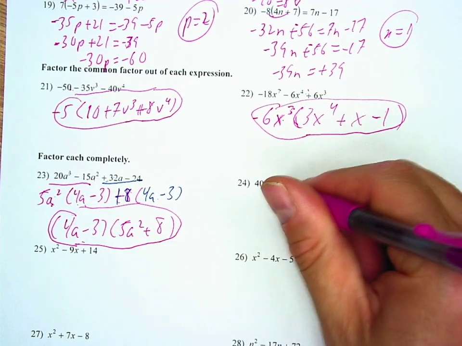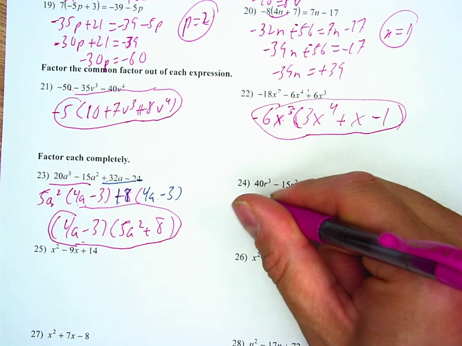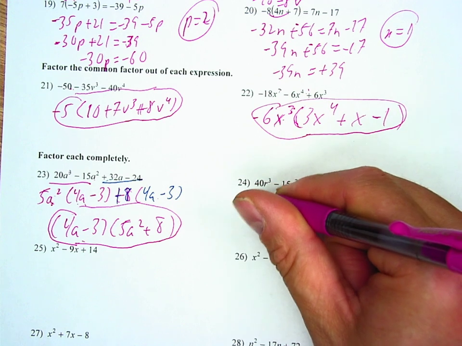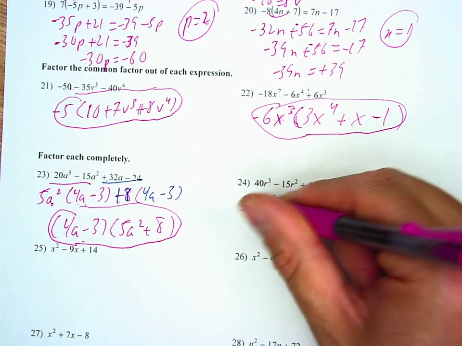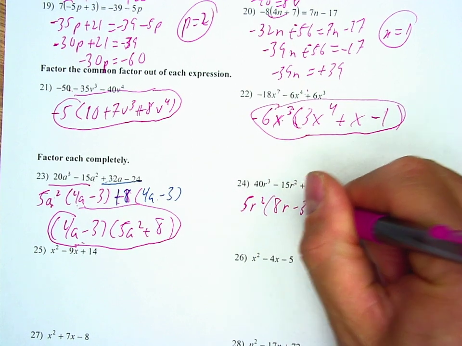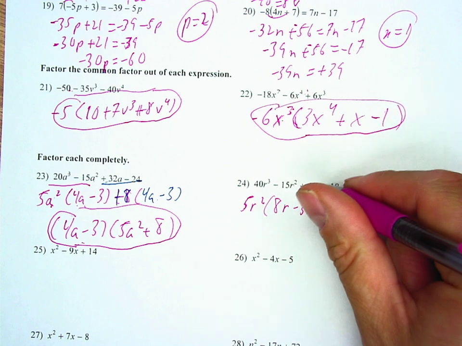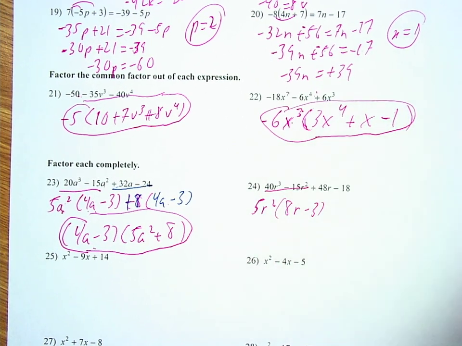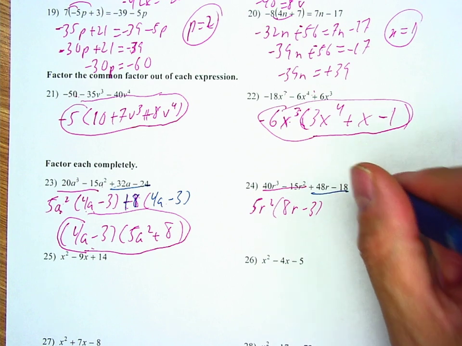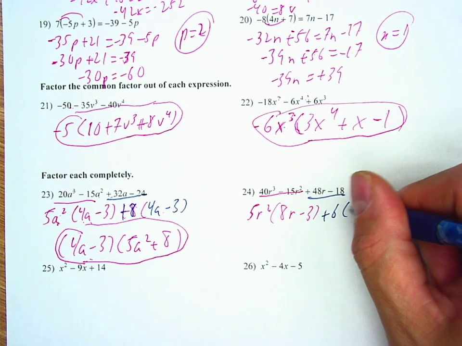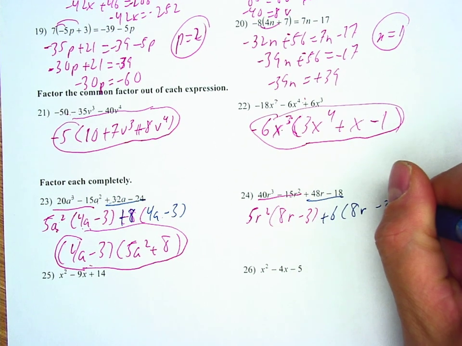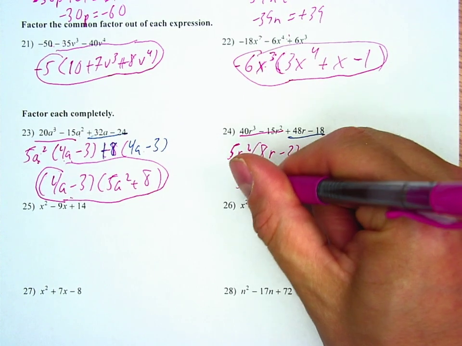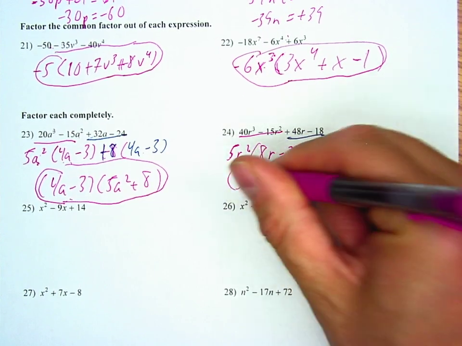Question 20 is the same deal. 40 and 15 are multiples of 5. They both have an r squared. So 40 divided by 5 is 8r. 15 divided by 5 is minus 3. Next item here, our next pair, the 48 and the 18. These are both multiples of 6. So plus 6. 6 into 48 is 8r. 6 into 18 is 3. So there we have 5r squared plus 6, and then 8r minus 3.